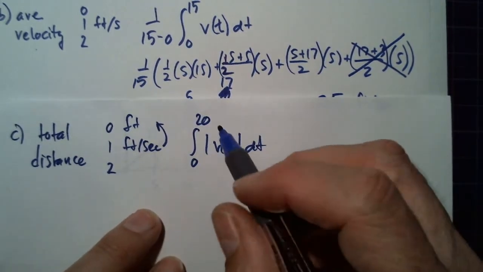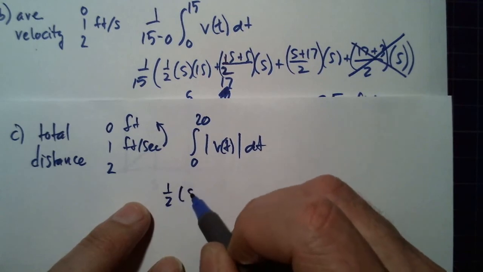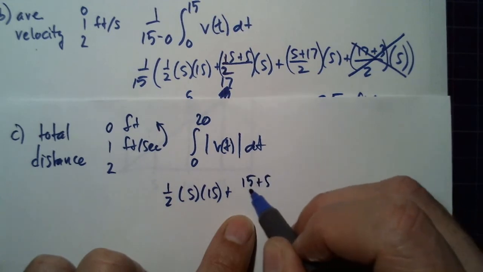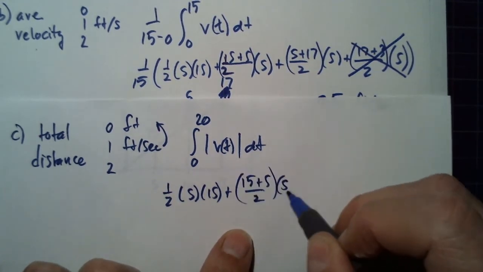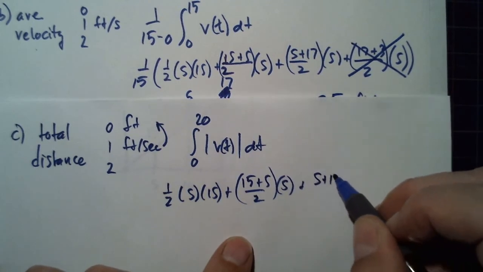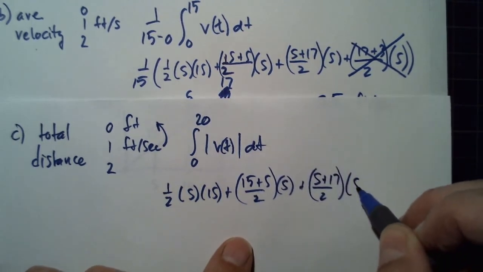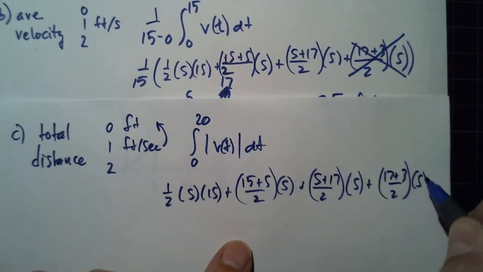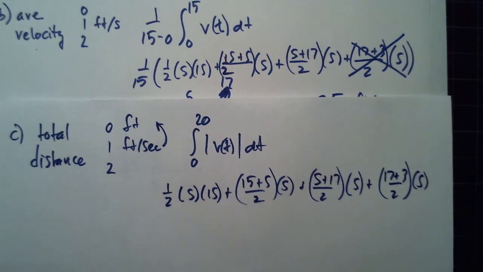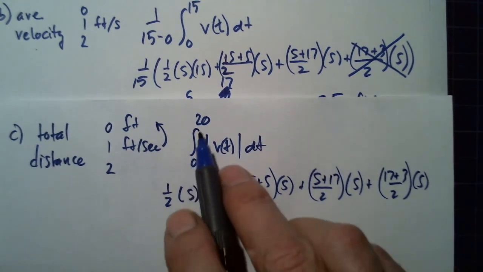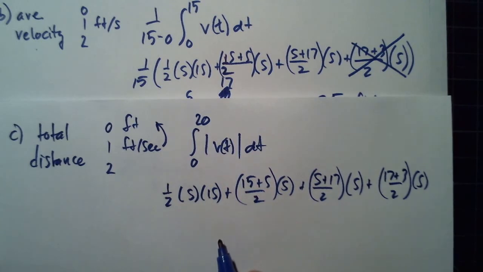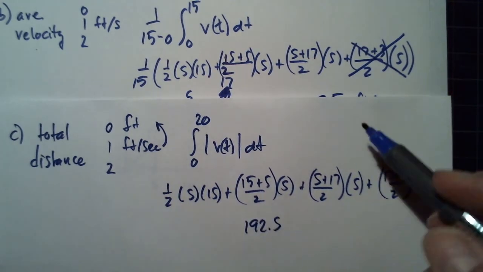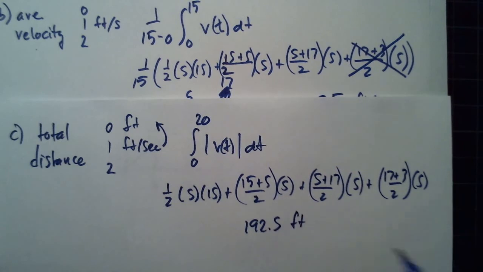So this is going to be 1/2 5 times 15, 15 plus 5 over 2 times 5, 5 plus 17 over 2 times 5, 17 plus 3 over 2 times 5. And that'll give us the integral from 0 to 20. That should be 192. And we're finding feet, so we know that that is feet.